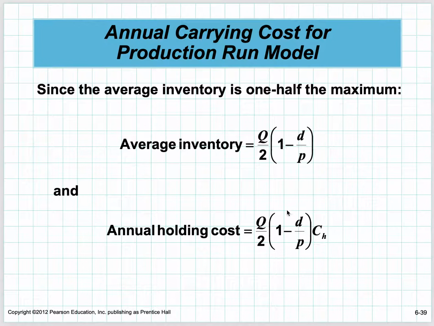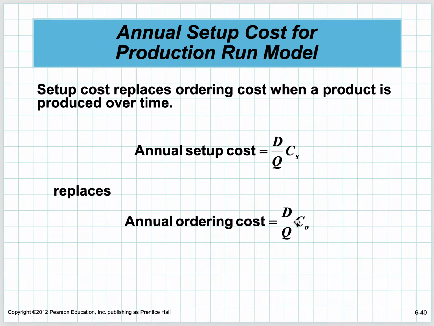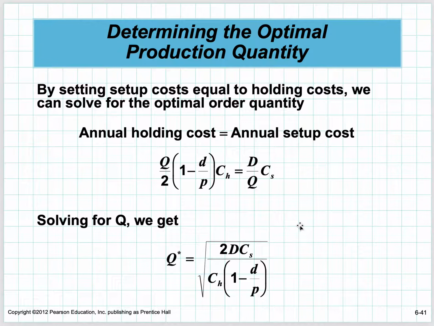So I want to set these two equations equal to each other. And my annual setup cost, my annual ordering cost, is now this. Now I set these two things equal to each other and I solve for Q. When I solve for Q, I get this equation. The same thing here, but my holding cost changes because of this factor.